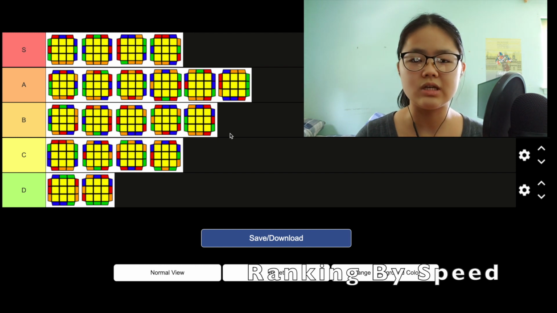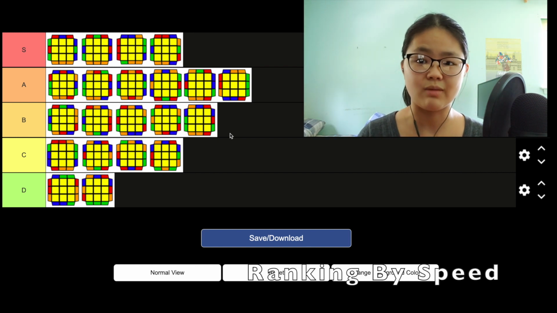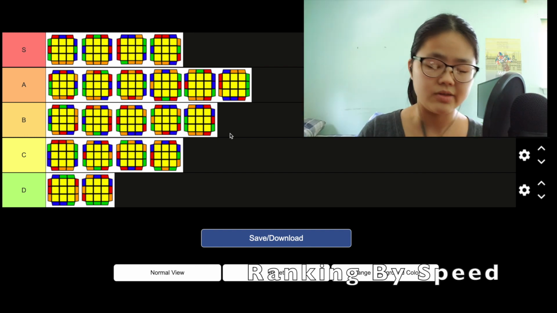And of course, this is just looking at the overall solve time, so even if the F2L is really, really bad or really, really good, it doesn't matter. We're just going to be looking at the overall solve time. So there are going to be factors that we're not considering, but this is going to be my guess as to how quickly I can execute PLLs, ranked in order of speed of execution.